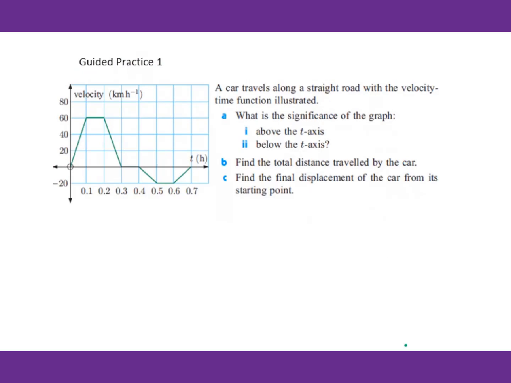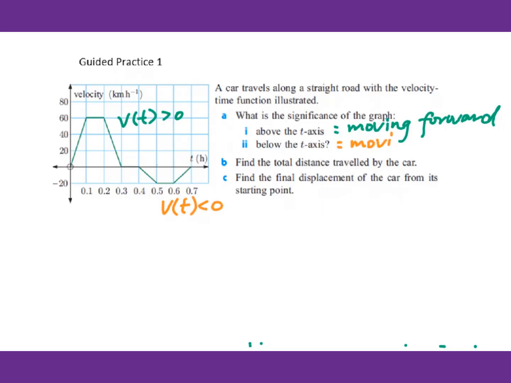A car travels along a straight road with the velocity time function illustrated here. What's the significance of the graph above the t-axis? Above the t-axis means the velocity is positive, which means it's moving forward, or moving to the right. Below the t-axis, the velocity is negative, so we could say it is moving backward.